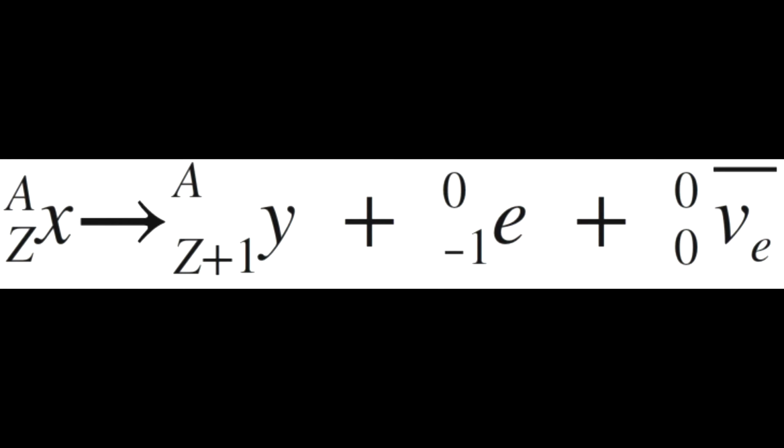Beta decay occurs with nuclei that have too many neutrons. The nucleon number stays the same, but the proton number is increased by 1, and you get a beta particle with a proton number of -1, and you get a neutrino.